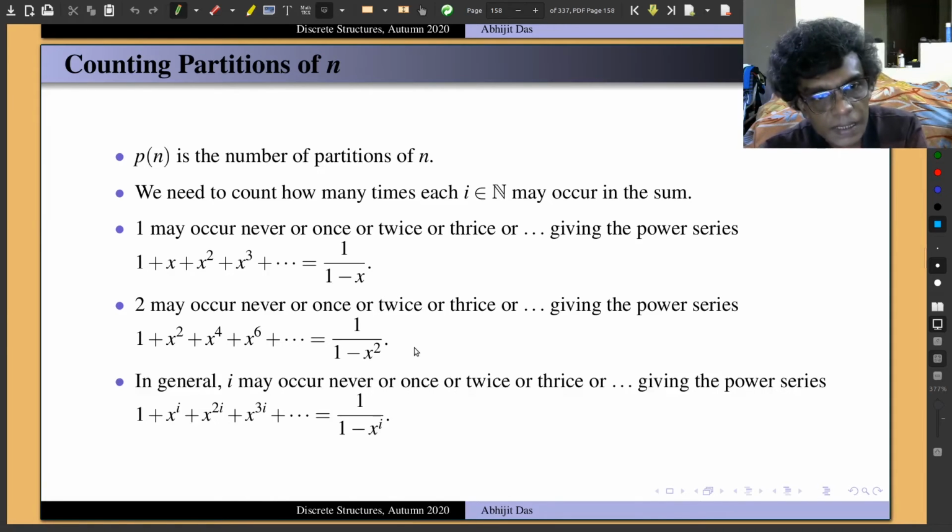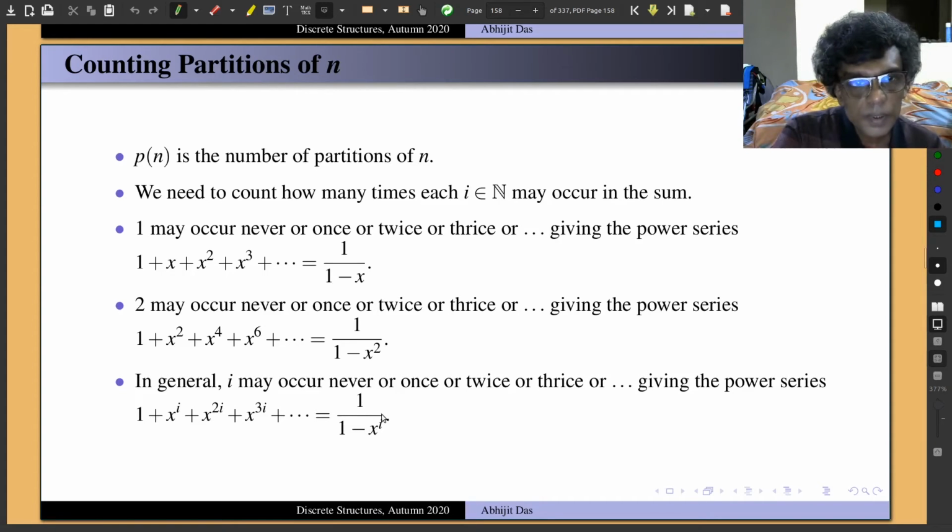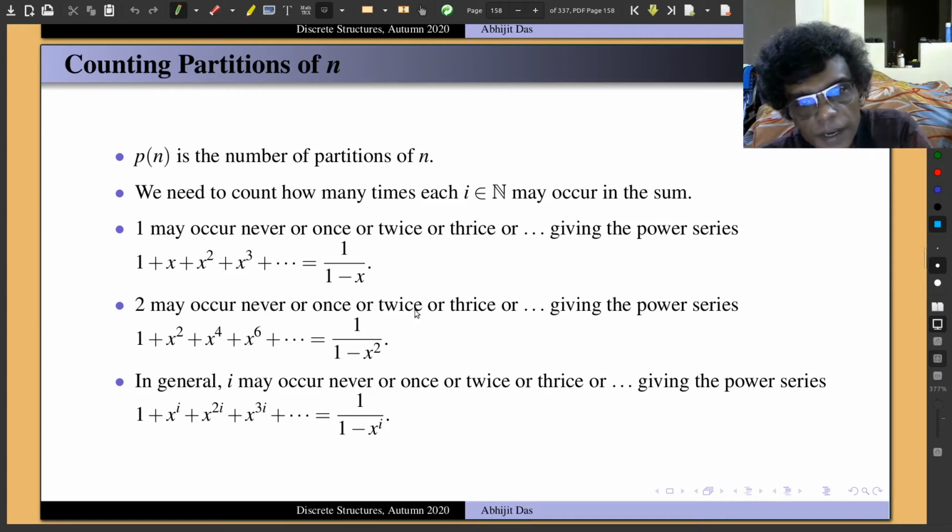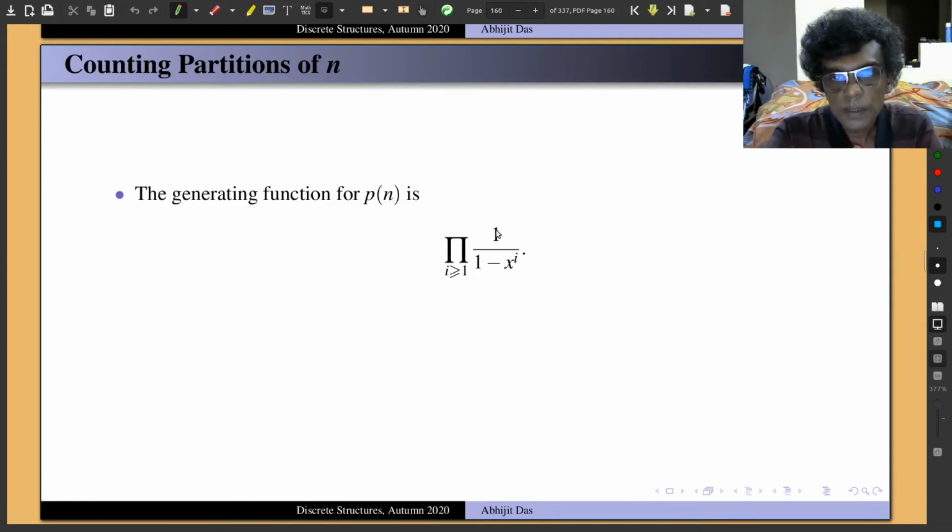In general, any i may occur never, or once, or twice, or thrice and so on. And this gives the power series 1 plus x power i plus x power 2i plus x power 3i and so on. And once again, this is a familiar thing, 1 over 1 minus x power i. Now to sum up, you have to multiply all these things for all values of i, whenever you are considering partitions of n, in order to get the desired generating function. So you multiply all these things for i greater than or equal to 1. But this is an infinite product, it's not a very good thing, and it's difficult to simplify this any further.